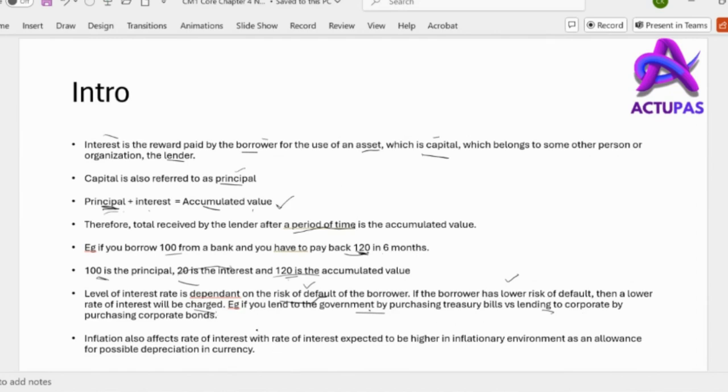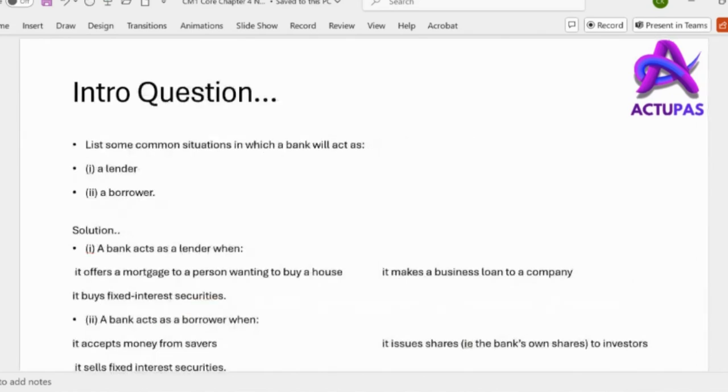Inflation also affects a rate of interest, with rate of interest expected to be higher in an inflationary environment as an allowance for possible depreciation in currency. So when there is inflation, the interest rate will be higher compared to when there is no inflation because of the loss in value of the amount.